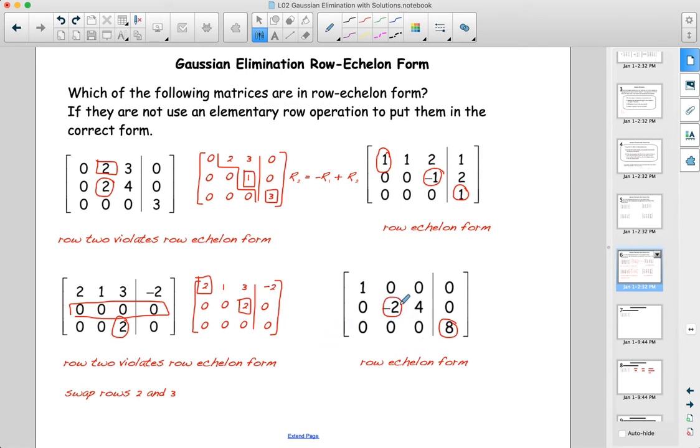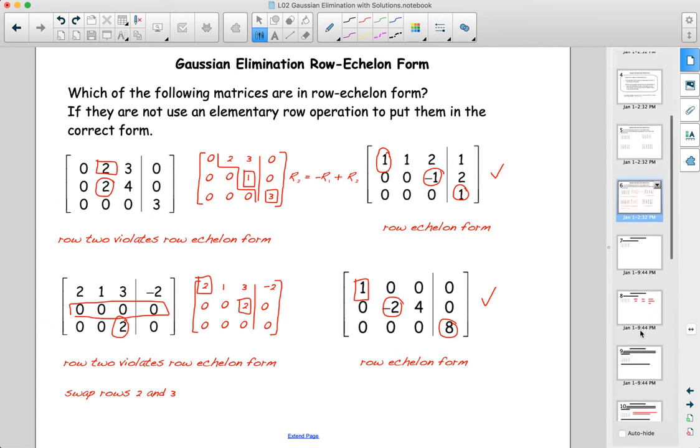And now taking a look at the last one, again I've circled the first non-zero element in row 2. It is occurring to the right of the first non-zero element in row 1. And the first non-zero element in row 3 is occurring to the right of the first non-zero element in row 2. So row echelon form. So the two that were directly in row echelon form were the second one and the fourth one, and we needed to manipulate the first and the third to get them into row echelon form using elementary row operations.